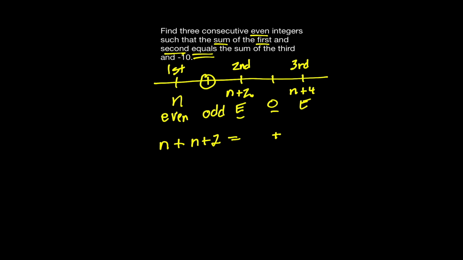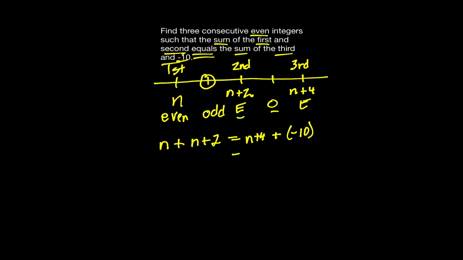The sum of, let's see, the third, that's n plus 4, right? My third integer, even, odd, even, odd, even. So my third even integer is n plus 4. So that's the same as n plus 4 and negative 10. So the sum of the third, which is my n plus 4, and negative 10. So now I'm ready to go.